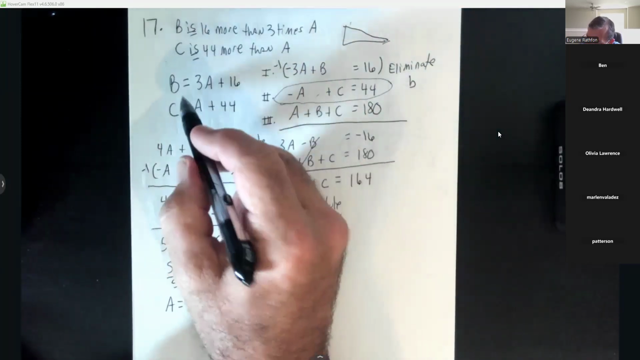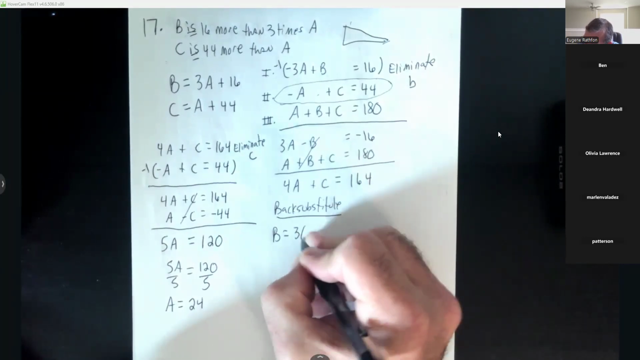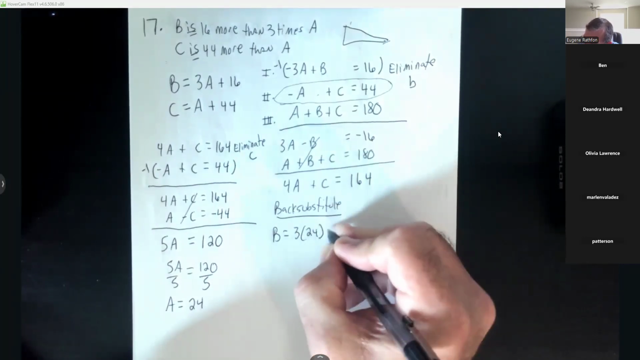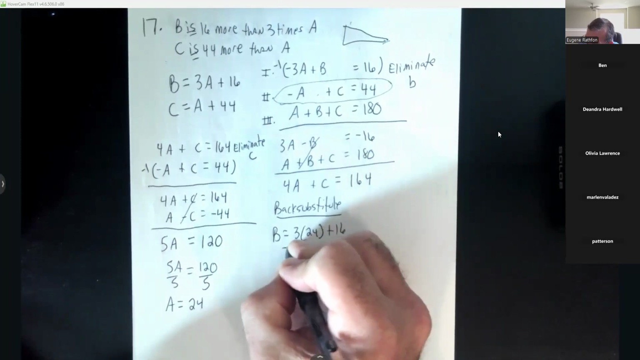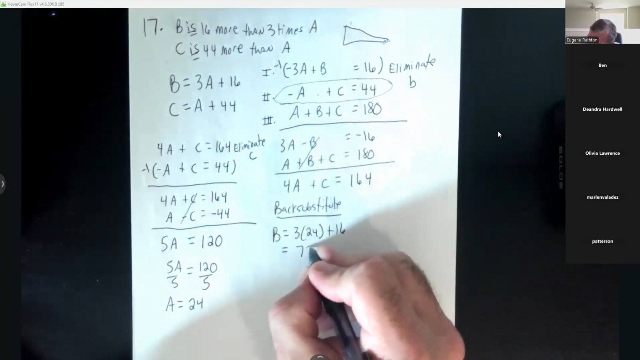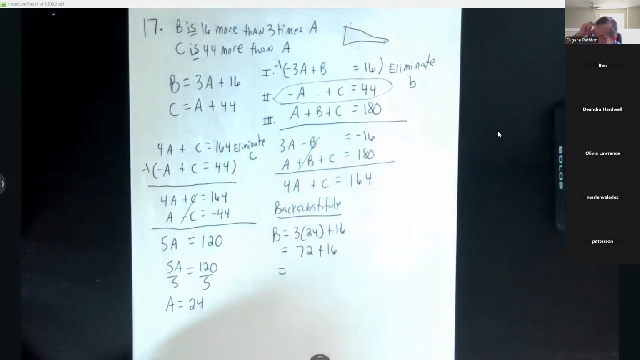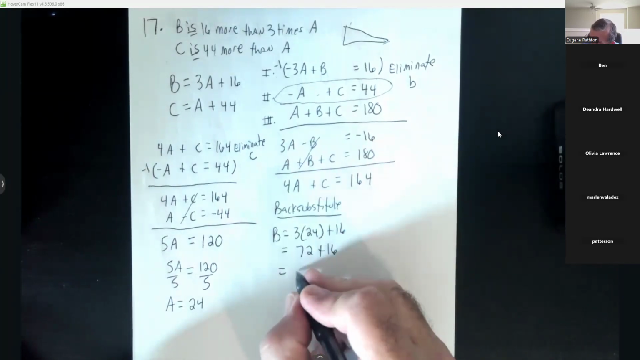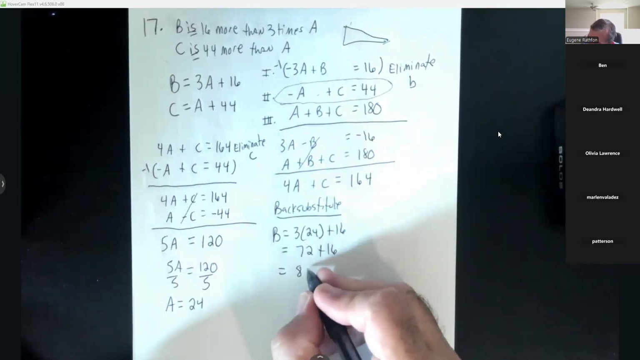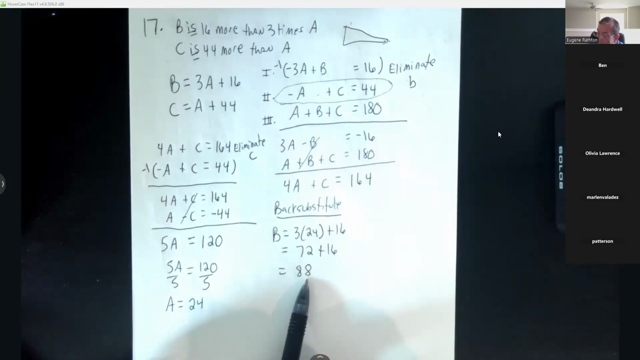I'm going to use this one. B equals 3 times A, which is 24, plus 16. All right, 3 times 24 is 72, plus 16. And y'all, what's that? 72 and 16 give me what? 88? All right, so we know B is 88.